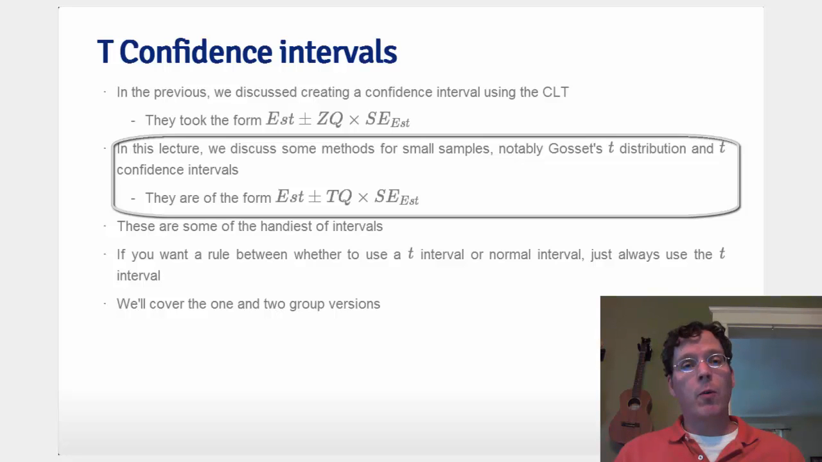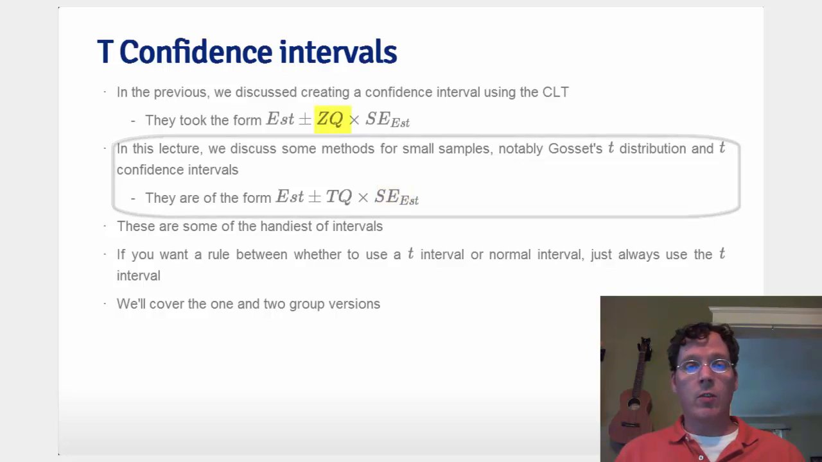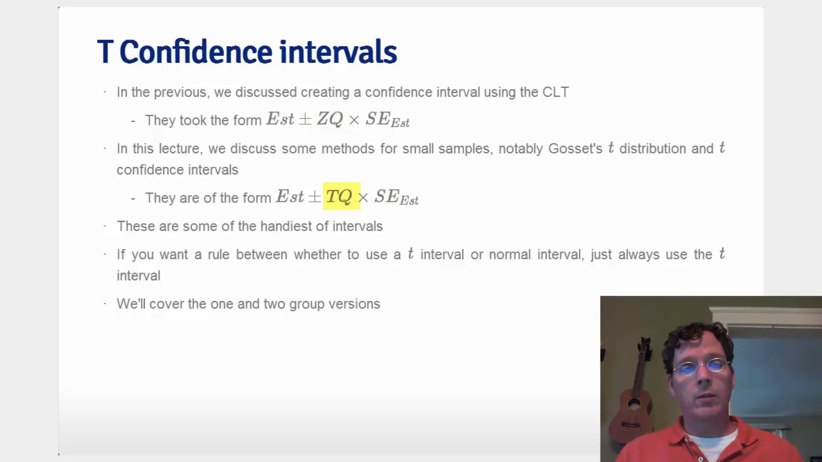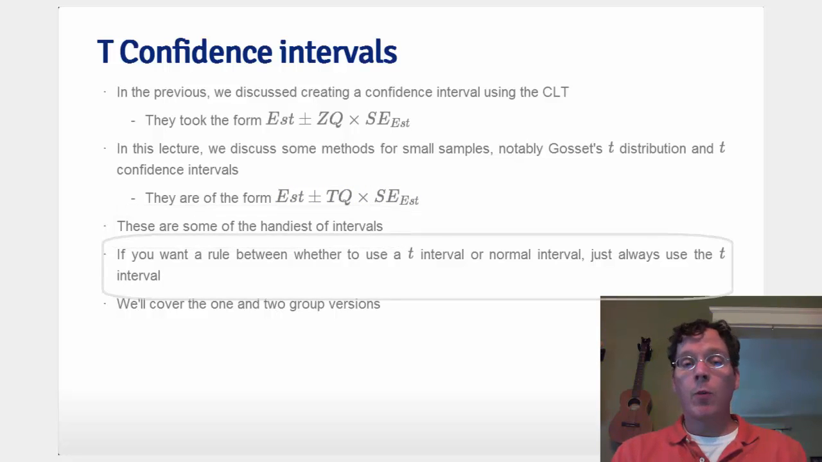These intervals are going to be of the form estimate plus or minus a t-quantile times the standard error of the estimate. So the only change is we've changed this z-quantile to a t-quantile. The t-distribution has heavier tails than the normal distribution, so these intervals are going to be a little bit wider. These are some of the handiest intervals in all of statistics. And if you ever want a rule for when to use a t-interval or a z-interval for the cases where both are available, simply use the t-interval, because as you collect more data, the t-interval will just become more and more like the z-interval anyway.